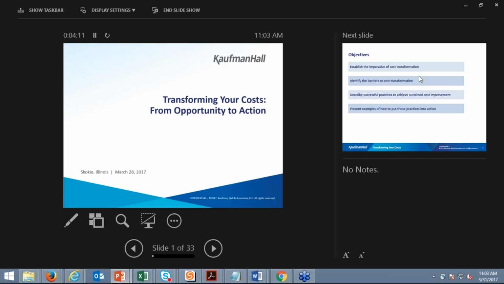This is John Howlett with Kaufman Hall, and here with me is our presenter, Kris Goetz. Kris is the Senior Vice President with Kaufman Hall's Cost Transformation Team, which focuses on helping healthcare organizations achieve sustainable improvements across their entire cost structure, from optimizing labor and supply chain costs to rationalizing their network of services to managing the clinical enterprise and eliminating unwarranted variation in care.